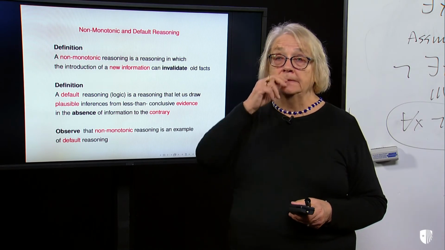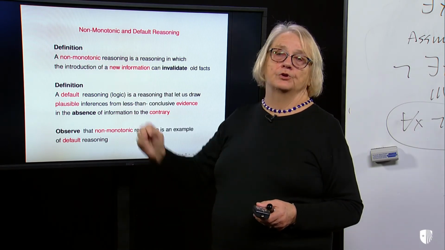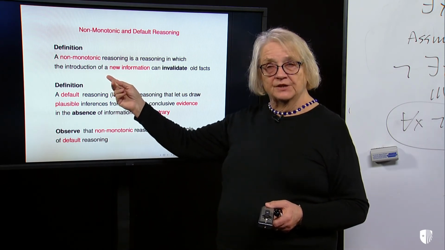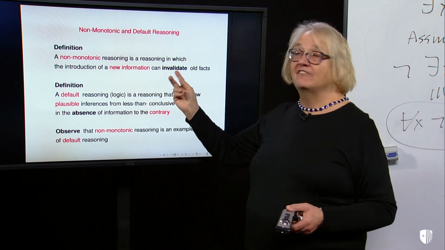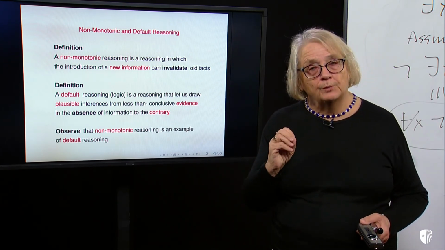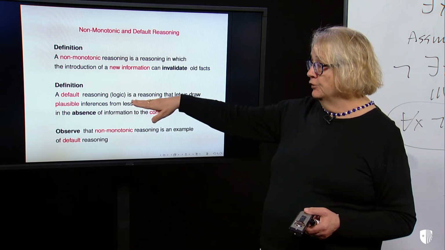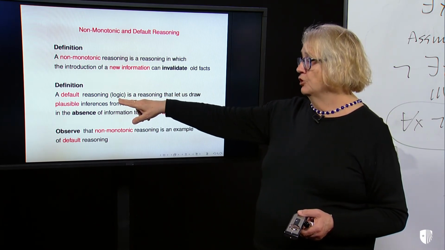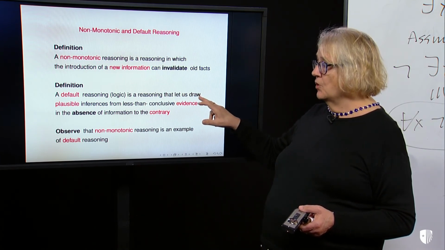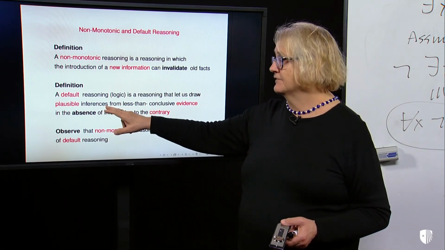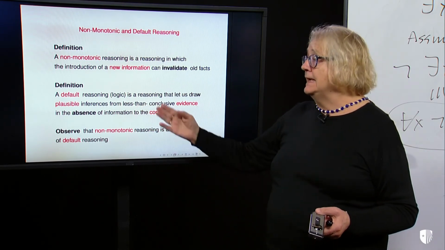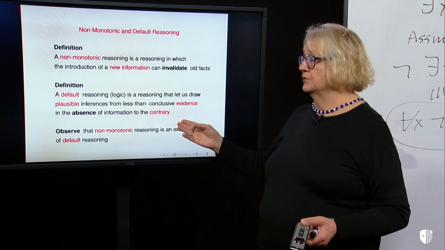So we have a definition: non-monotonic reasoning is reasoning in which the introduction of new information can invalidate old facts. Now you have another one. Default reasoning, or default logic, is reasoning that lets us draw plausible inferences from less than conclusive evidence in the absence of information to the contrary.